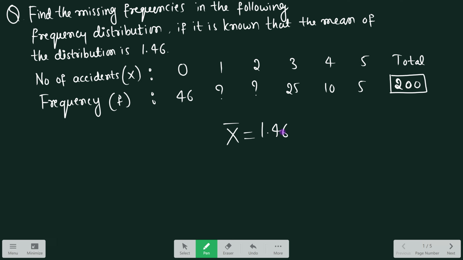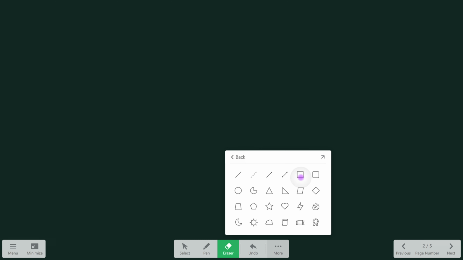Remember students, they have given the total, which means the total of frequencies. Total of frequencies is sigma Fi, or we can write it as n. They have also given n. N or sigma Fi is equal to 200. So for this question, first we are going to draw a frequency distribution table.